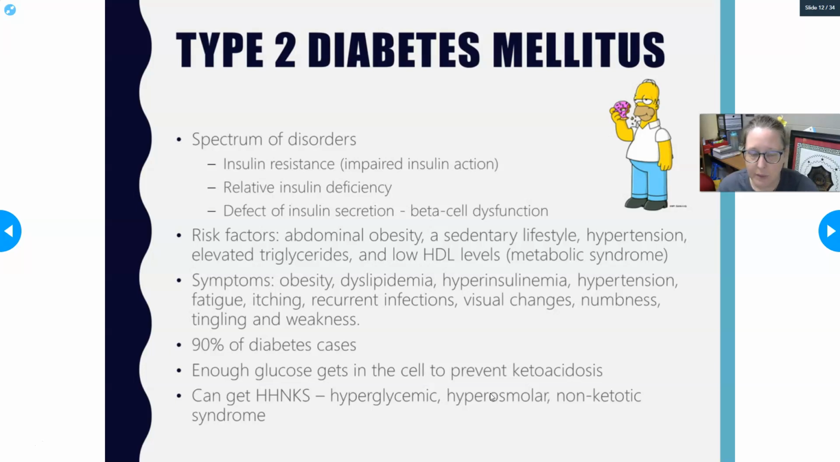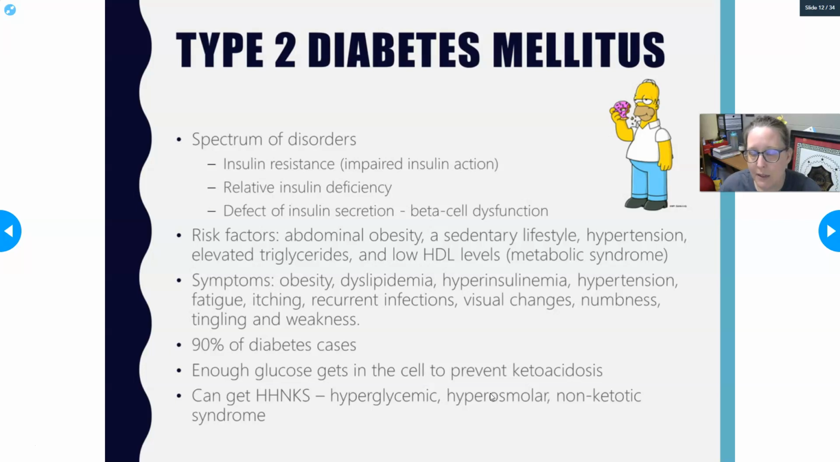Hypertension, so it's high blood pressure, elevated triglycerides and low HDL levels, which all of those together are hallmarks of metabolic syndrome. So having metabolic syndrome puts you more at risk of having type 2 diabetes for a patient. The symptoms of type 2 diabetes are going to be obesity. Remember, type 1 was weight loss, so there's a difference there. There's going to be some dyslipidemia, so again, high triglycerides, high cholesterol, low HDLs. Hyperinsulinemia, which is another big difference from type 1, because type 1 is no insulin, this one's high insulin. Hypertension, fatigue, itching, recurrent infections, visual changes, numbness, tingling, and weakness.